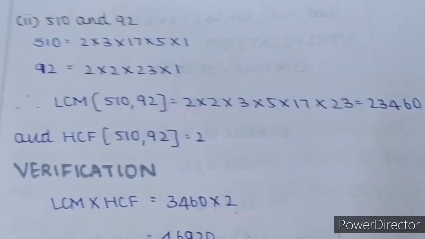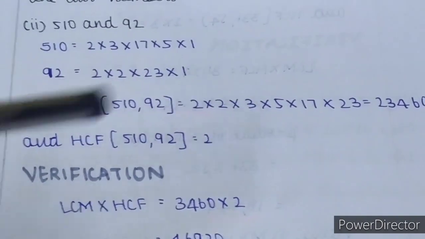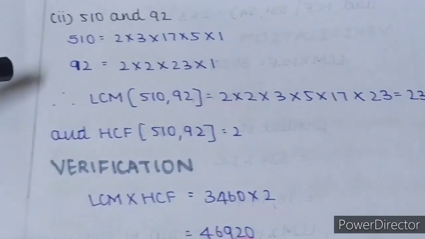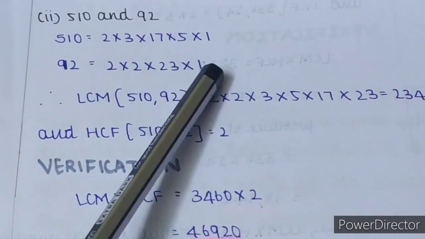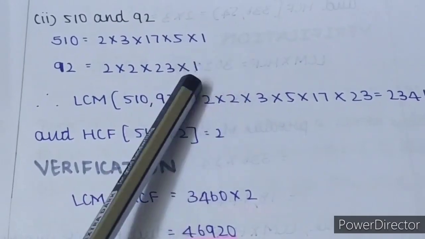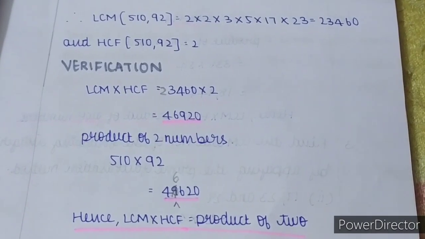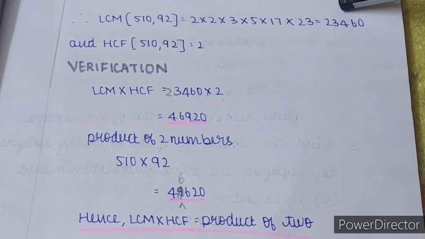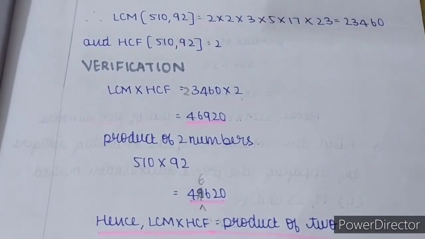Let us now move on to the second subdivision of second question, that is 510 and 92. So again we need to take the prime factorization of 510 and 92. Again 510 is equal to 2 into 3 into 17 into 5 into 1, and 92 is equal to 2 into 2 into 23 into 1. So LCM of 510 and 92 is equal to 2 into 2 into 3 into 5 into 17 into 23. That is 23,460. And HCF of 510 and 92 is equal to 2.